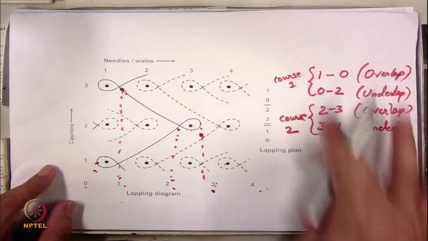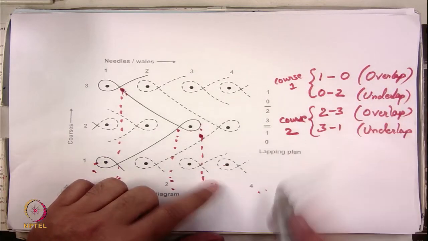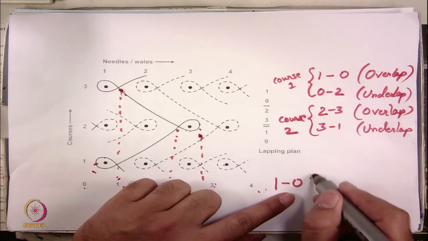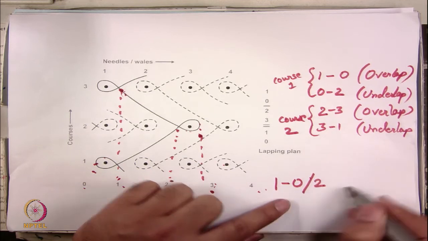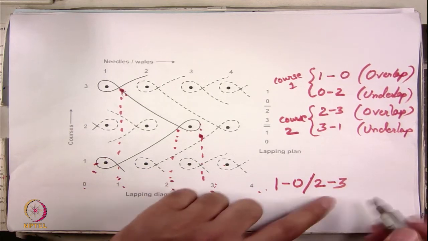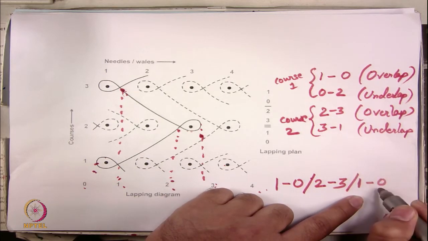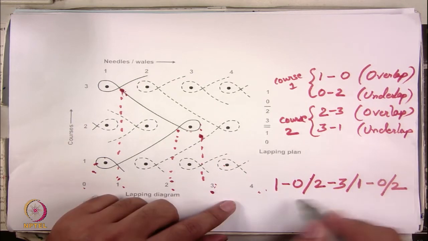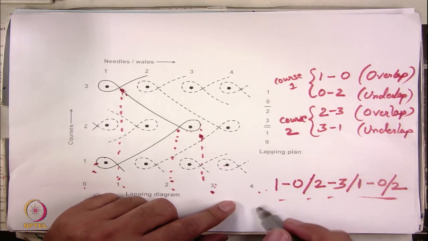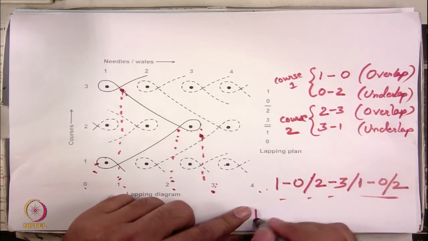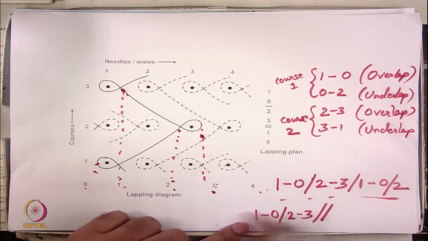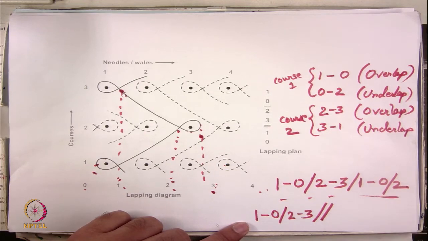So these digits are more than sufficient. If you sum up these digits: 1 to 0 overlap, then for representing the underlap, 0 to 2 is underlap, then 2 to 3 overlap, then 3 to 1 underlap, then 1 to 0 overlap, then 0 to 2. This will just keep following. Because 1 0 2 3 is repeating, our lapping plan will just be 1 0 2 3, and we give a break, which indicates it is repeating. So 1 0 2 3, 1 0 2 3.